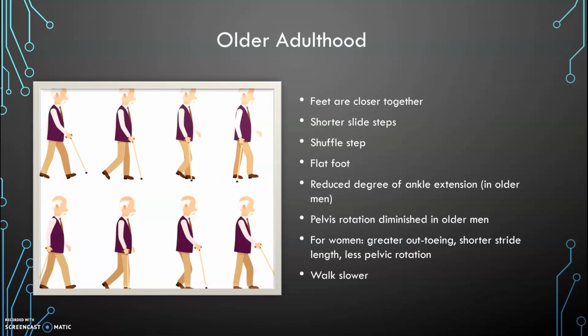Moving on to older adulthood, we are able to see even more differences. From having longer and faster strides of the lower extremities, we are now not moving as fast, and the feet are closer together, and in some cases we've reverted back to being flat-footed. We're flat stepping. For men, there is a reduced degree of ankle extension. For women, there is a greater out-toeing, a shorter stride, and less pelvic rotation.